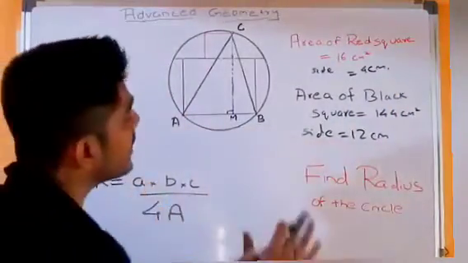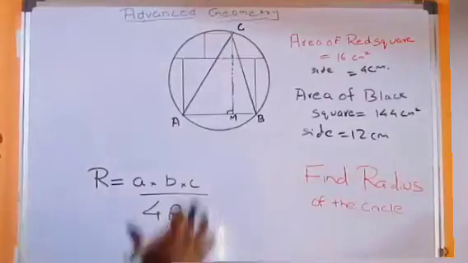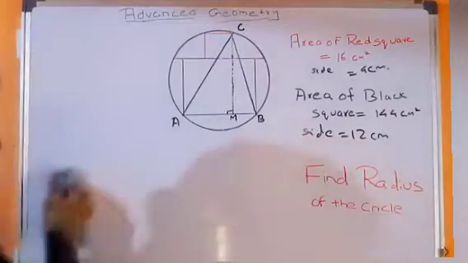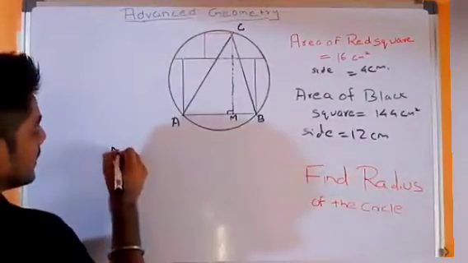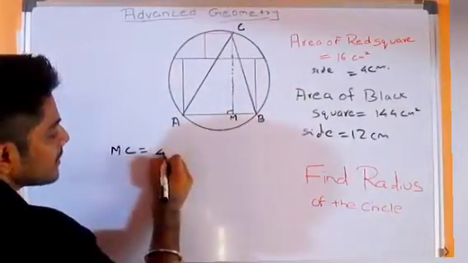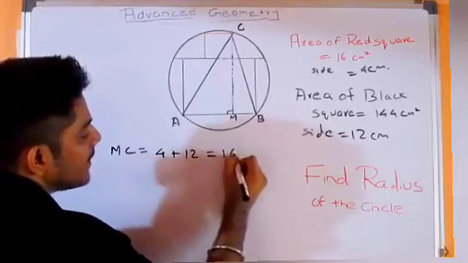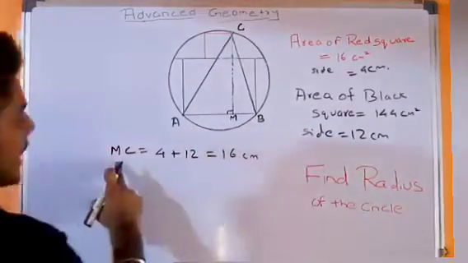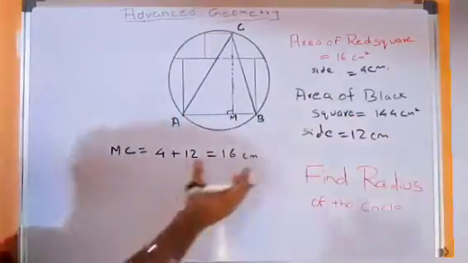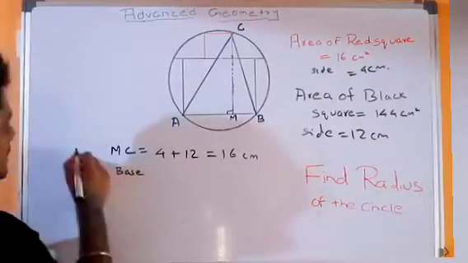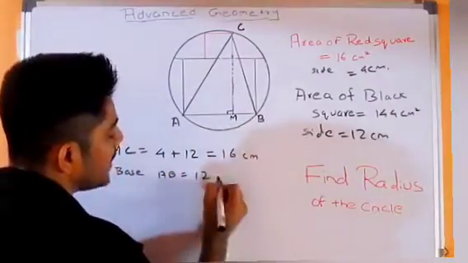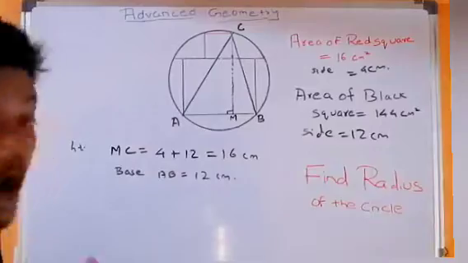I'm sorry for my bad handwriting, but you can get the concept here. So I got the height MC equal to 4 plus 12, that is 16 centimeters. Now the base AB is nothing but the side of the black square, which is 12 centimeters. So this is the height and the base AB is equal to 12 centimeters. Then we are almost done.